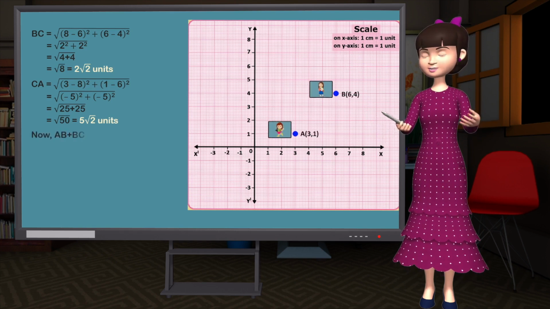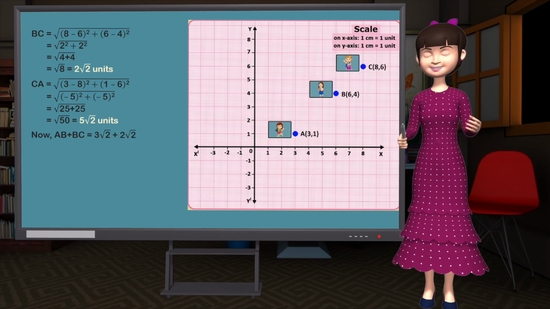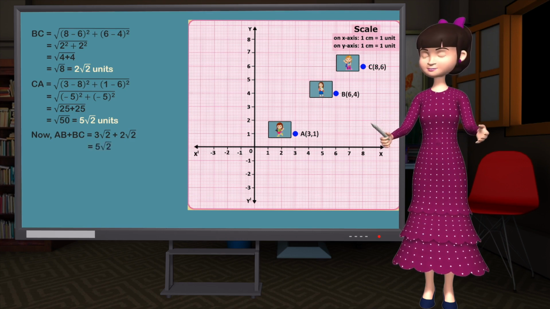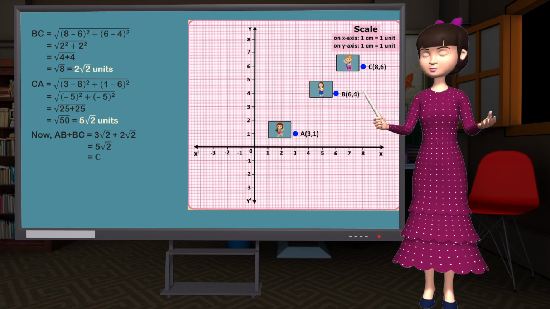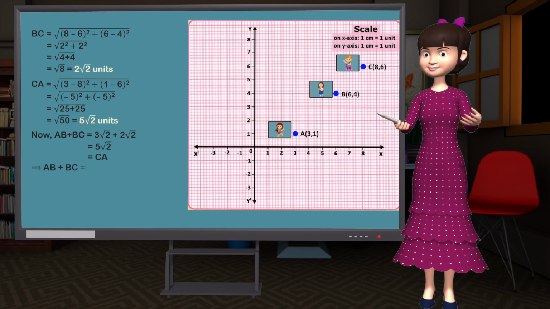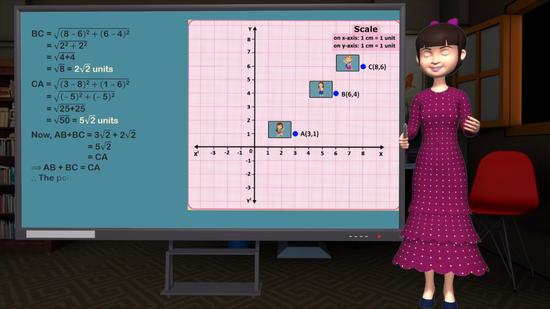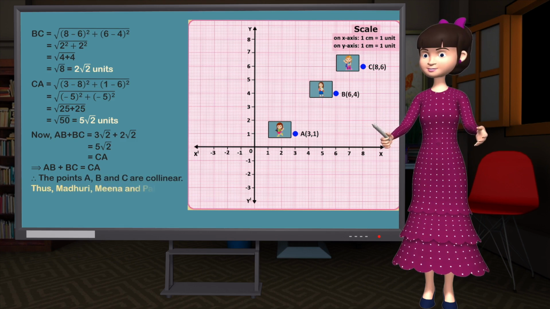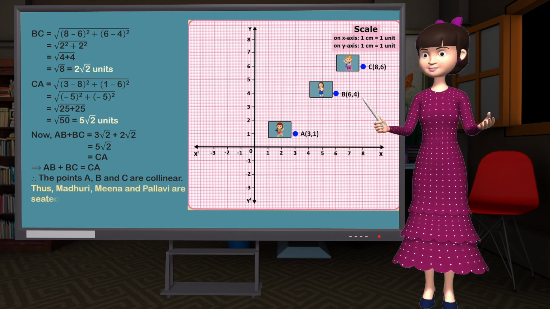Now AB plus BC is equal to 3 root 2 plus 2 root 2, which is equal to 5 root 2 units. And this 5 root 2 is equal to CA. This implies that AB plus BC is equal to CA. Therefore, the points A, B and C are collinear. Thus, Madhuri, Meena and Pallavi are seated in a line.